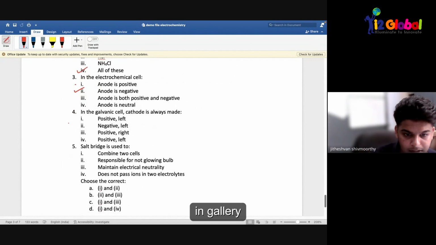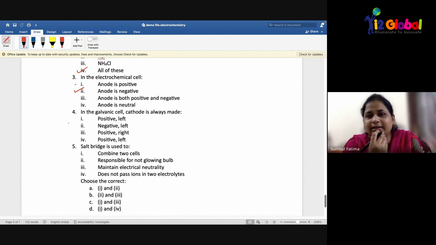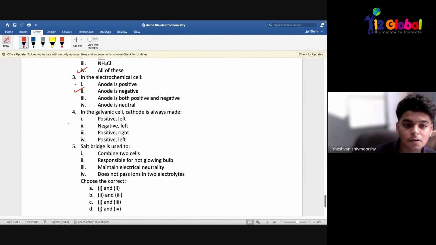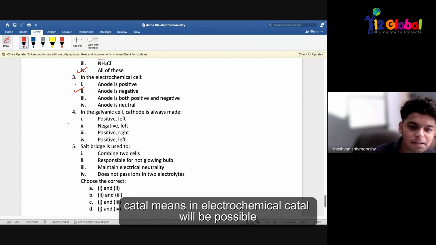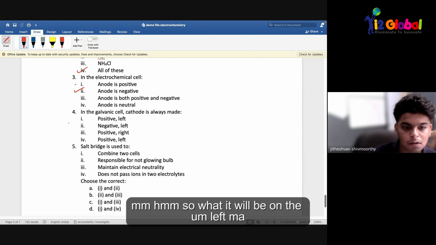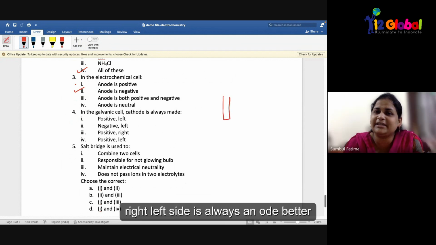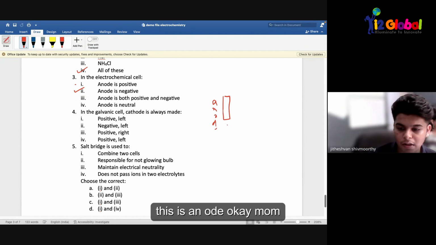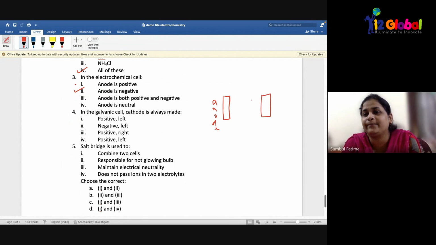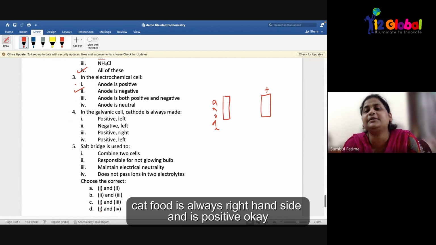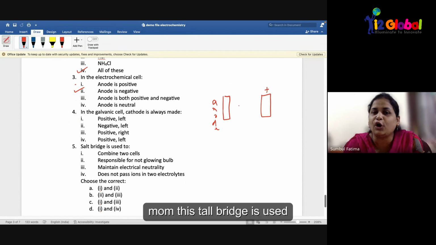Okay, next one. In galvanic cell, cathode is always made. Galvanic means it's an electrolytic cell, no? No, no, electrochemical. So cathode is always made. Cathode means in electrochemical, cathode will be positive. Good. It will be on the left, ma'am. Right. Left side is always anode, beta. This is anode. And the right side is always your cathode. Cathode is always the right hand side and is positive. Okay, ma'am.